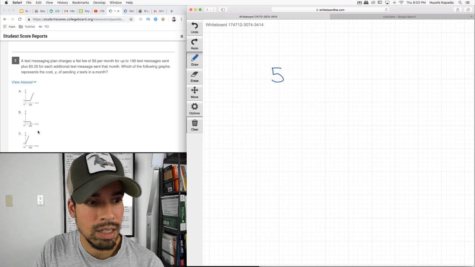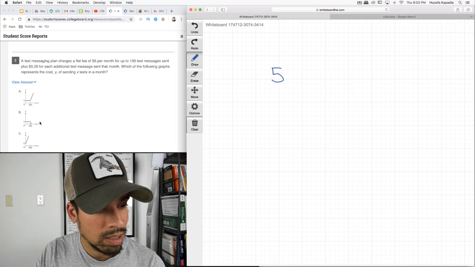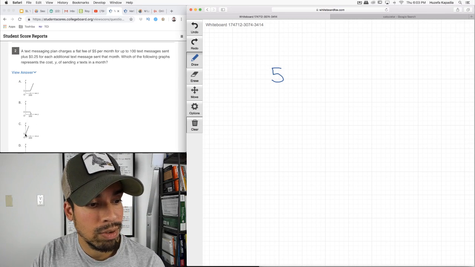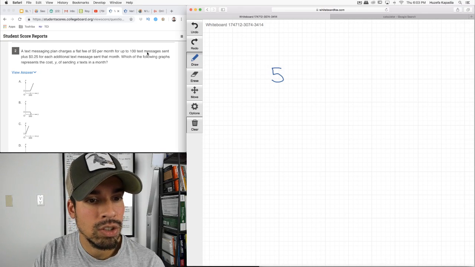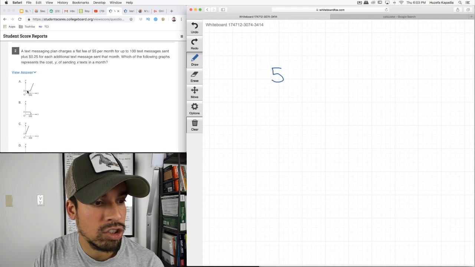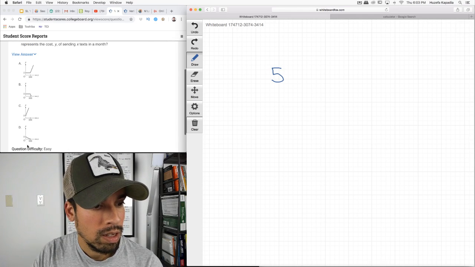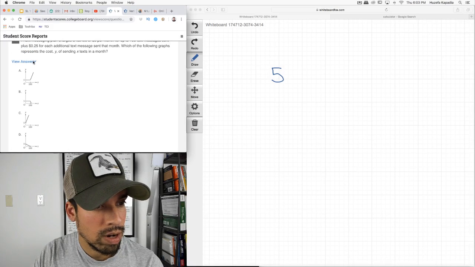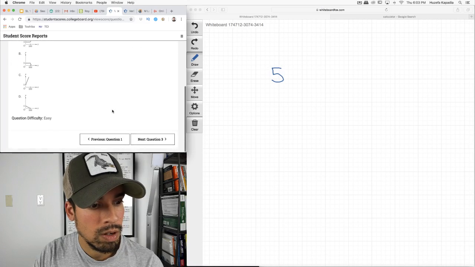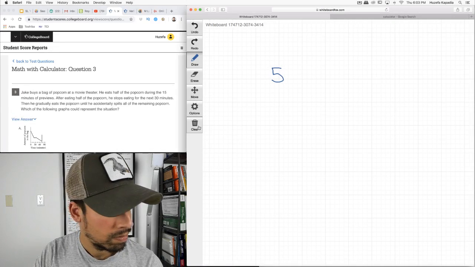This doesn't make sense because then our cost goes down. That doesn't make any sense. This would make sense if it was $5 and then you're charging for each text message. But it says $5 for up to 100. So we're getting no additional charge up to 100, and then it goes up. So that's why A is correct. Cool. All right, next.